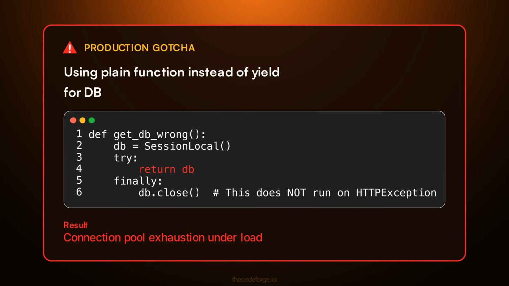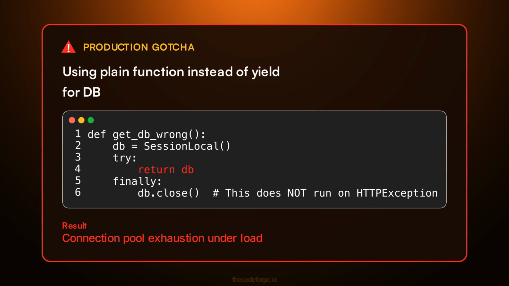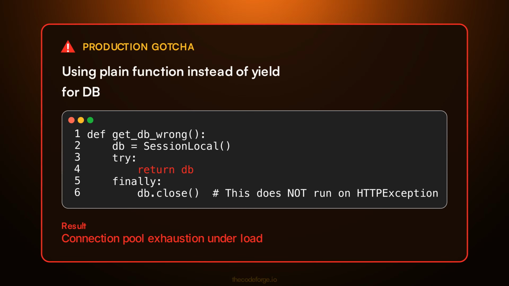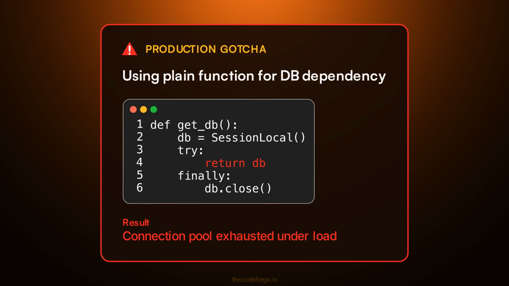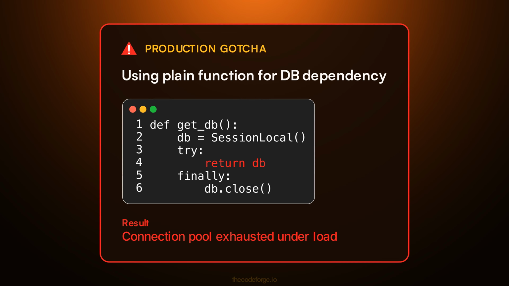This is the most common FastAPI production bug. When the route raises an HTTP exception, FastAPI intercepts it before the finally block runs. The session is never closed and connections leak. Always use yield. This is the exact code that caused the incident. The return statement means the function is not a generator, so FastAPI cannot resume it after the route. The finally block does not run on exceptions, leading to connection leaks.